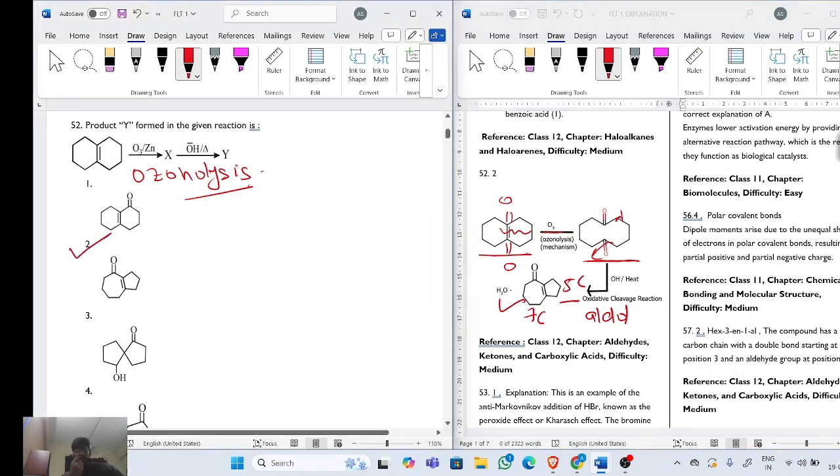So first we are doing the ozonolysis reaction followed by the aldol condensation reaction, and we know aldol condensation will take place when there is alpha hydrogen. If there is no alpha hydrogen, then aldol condensation will not take place, and the Cannizzaro reaction will take place.